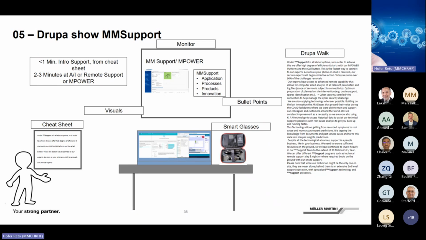So this is the Drupa Walk, a two to three minute text that you could use to convey the major aspects of MMSupport to your customers. And obviously, once you have done this two or three times, you can convey that message in a way that feels comfortable to you. This is just a guideline of the content that we want to convey to our customers.